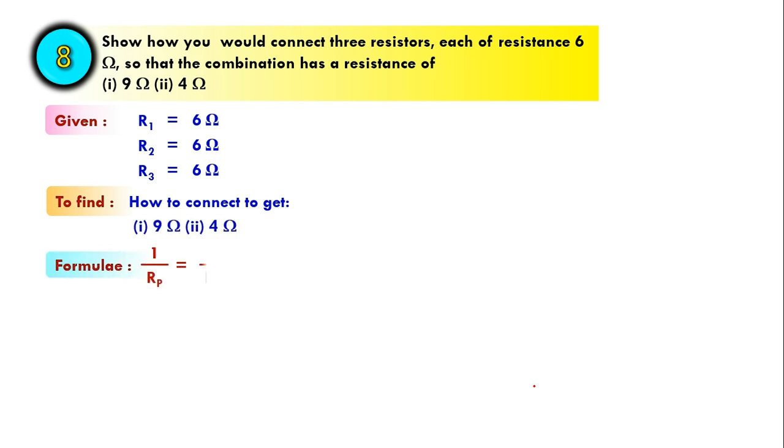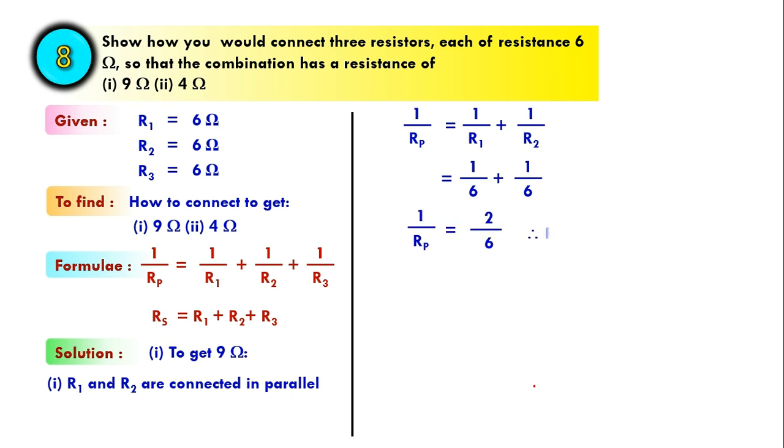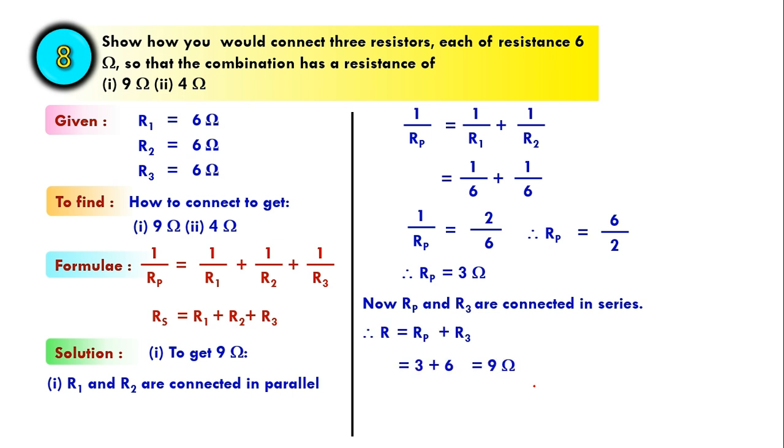Check it here. So here 1 by R1 plus 1 by R2 plus 1 by R3 is not possible. So we have to use these two formulas only to cross check. To get 9 ohms, R1 and R2 are connected in parallel. Then 1 by 6 plus 1 by 6 equals 2 by 6, that equals 3 ohms. Now R3 has to be connected in series. Then 3 plus 6 is equal to 9 ohms.